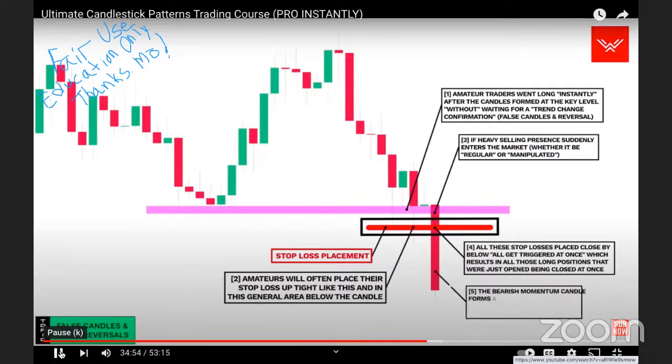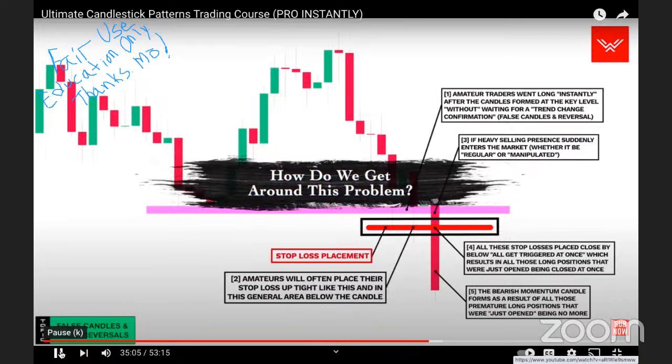This is what causes the heavy momentum candle to form right after, which is a result of all those premature long positions that were just opened at the level being no more. So how do we get around this problem? You should already know the answer by now.